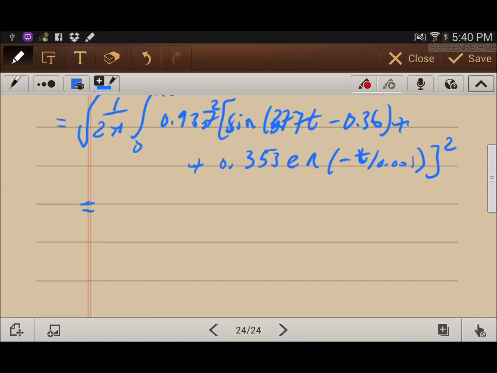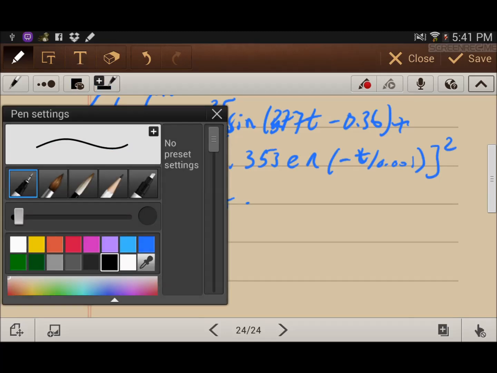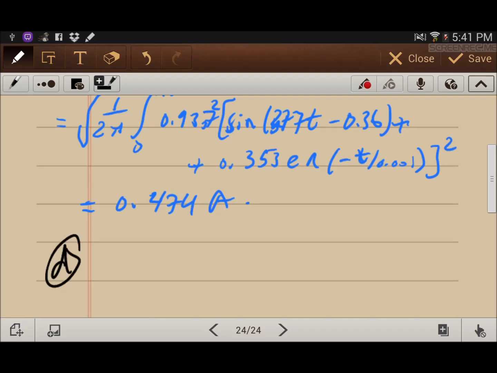So using the TI calculator, the RMS current is 0.474 ampere. And then this question finally asked about the power, which is I output RMS squared multiplied by R. So the answer is 22.5.